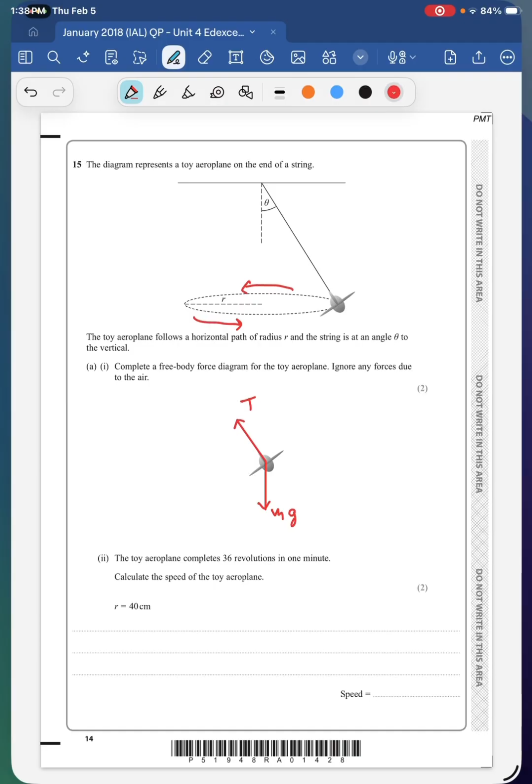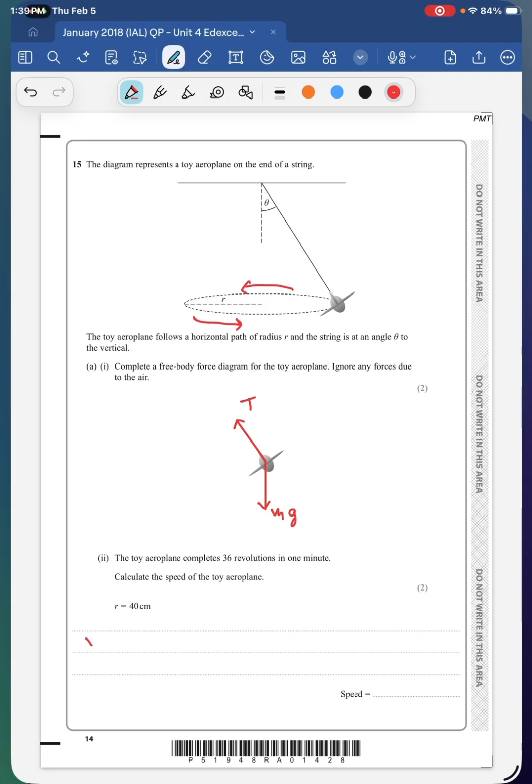Right, question 2. The toy aeroplane completes 36 revolutions in 1 minute. So whenever we see something like this, revolutions in 1 minute means 36 revolutions per 1 minute, which is 60 seconds. So that's a frequency. Calculate the speed of the aeroplane.